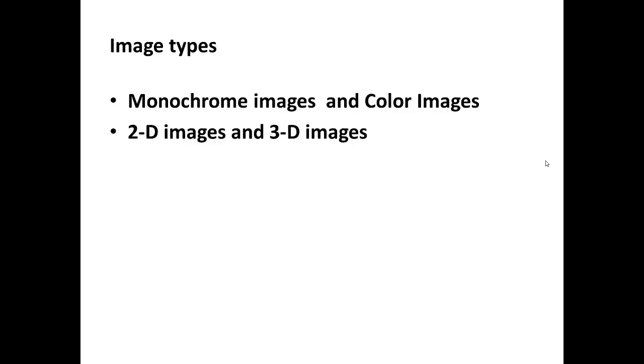Today we talk about Lecture 3, Basics for Digital Image Processing. We first talk about image types. Based on the classification rules, images can be classified into different types. Based on whether it has color or gray, we can classify the image into monochrome images and color images. Based on the dimension of the images, we can classify them as 2D images and 3D images, or even 4D images.